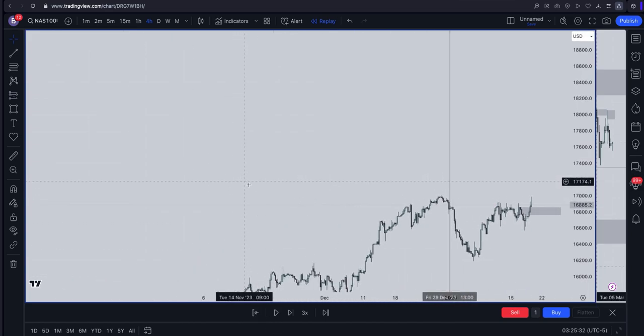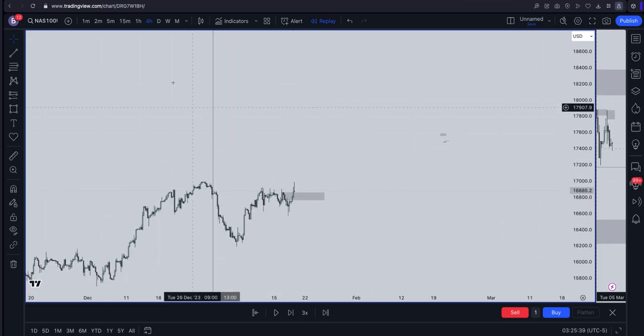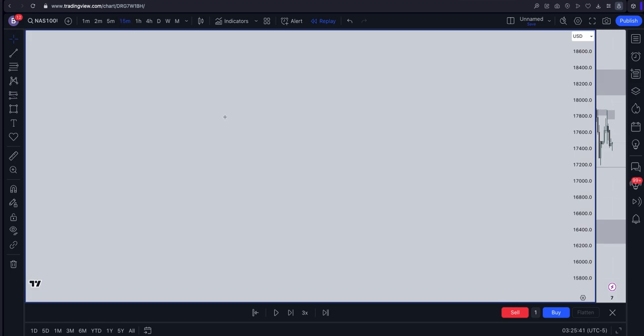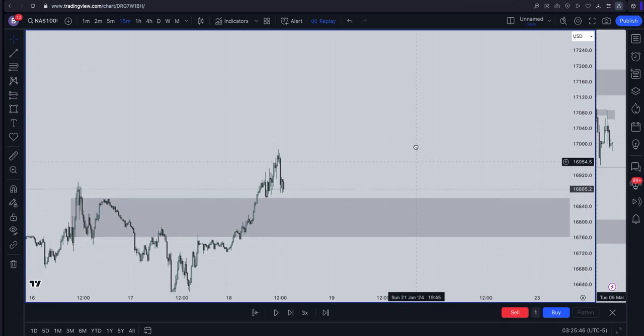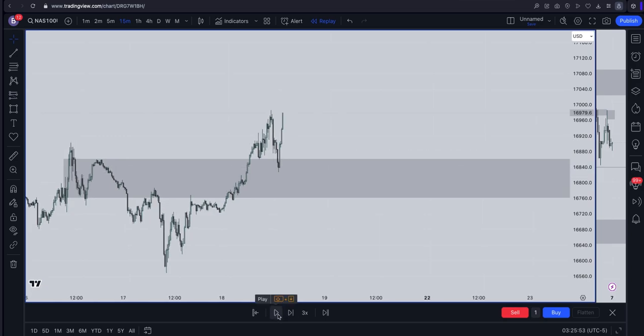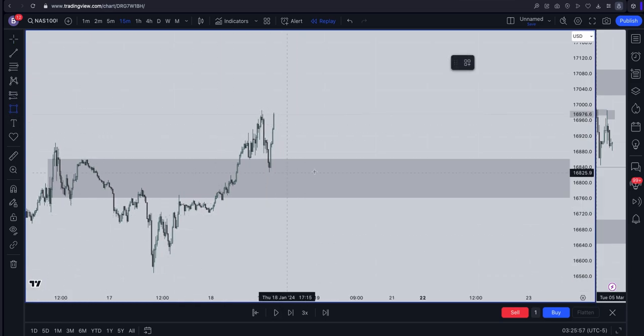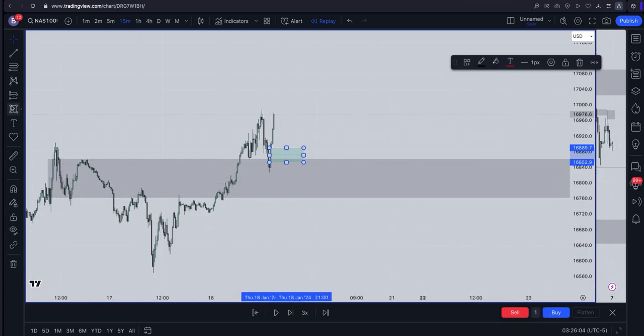Okay, so we have this 4-hour here. Once you find your PDRA, then you go to your entry and you wait. So now we wait. Wait for this. Okay, so now we have this one fair value gap here. I'd like price to come to this one, but again we have another one here.